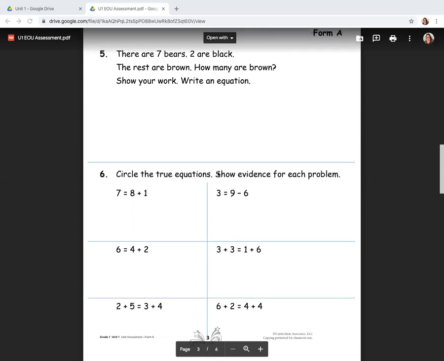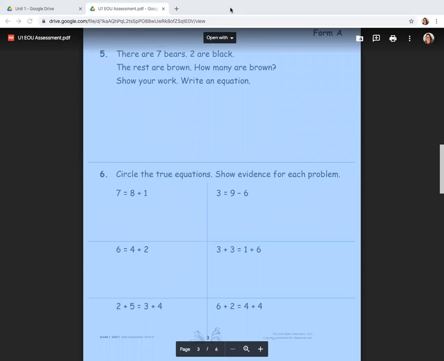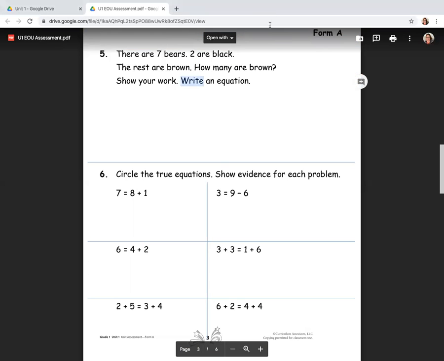Problem number 5. There are 7 bears. 2 bears are black. The rest are brown. How many are brown? Show your work. Write an equation.